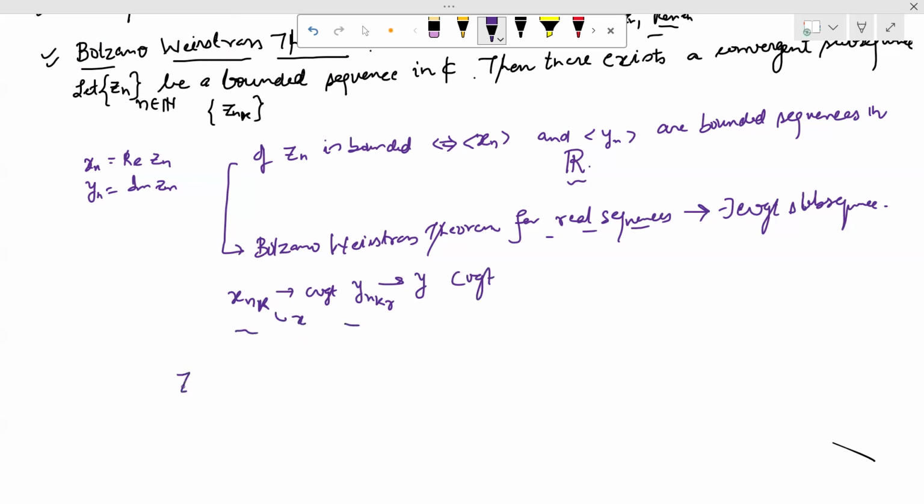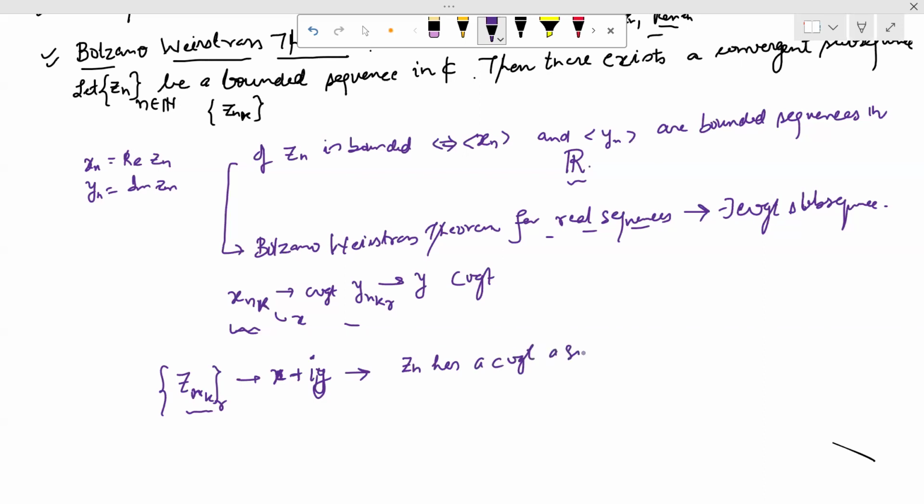It implies that there exists some convergent subsequence znk converging to what? Converging to x plus iota y. If xnk is a convergent subsequence converging to x, and ynk is a convergent subsequence converging to y, then obviously there would be some znk which converges towards x plus iota y. It implies that zn has a convergent subsequence.